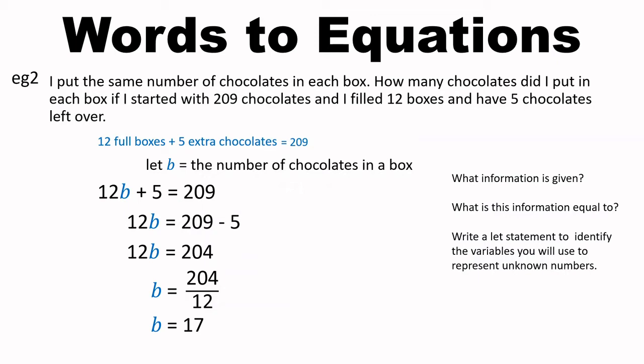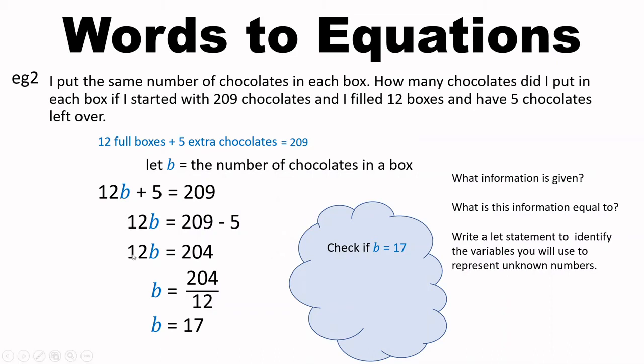Let's do the check to make sure we've got that right, though. So if B is equal to 17, that means if I put the value 17 instead of the B, so 12 (17) plus 5 equals 209. Note that I always substitute a value into an equation by putting it in brackets. So I didn't write 1217. So multiplying that through, 12 times 17 is 204. And 204 plus 5, is that 209? Yes, it is. So we've got our answer correct.